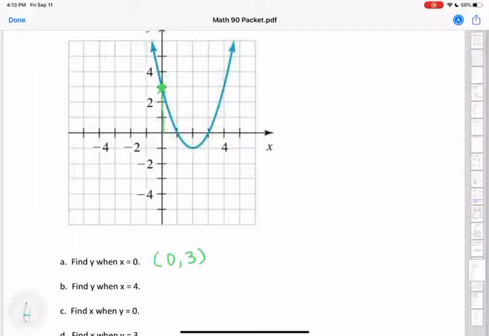Next, find y when x is 4. So I'm going to go to where x is 4. I'm going to go up and find y. And it looks like that is also at 3. So again, you could just tell me that y equals 3. Or you could give me the ordered pair of (4, 3). Next, find x when y is equal to 0. So when y is equal to 0, that's the x-axis, right? So when y is equal to 0, it is at 1. And then it happens again at 3.